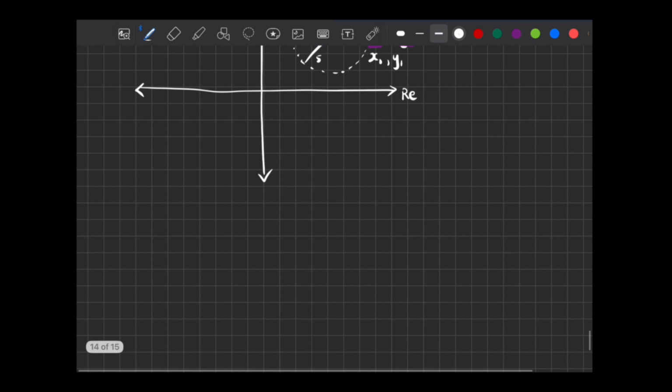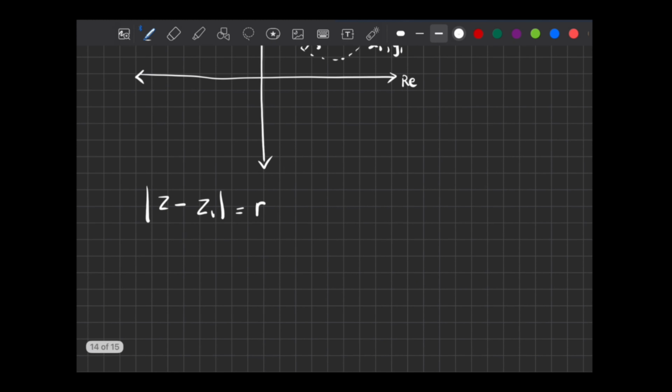So this expression, the modulus of z minus z1 being equal to r, represents a locus of points. So a locus is a set of all points, such that z will lie on the circumference of a circle which has radius r and centre at x1, y1.